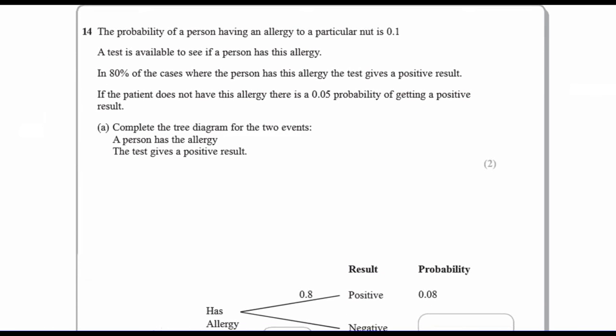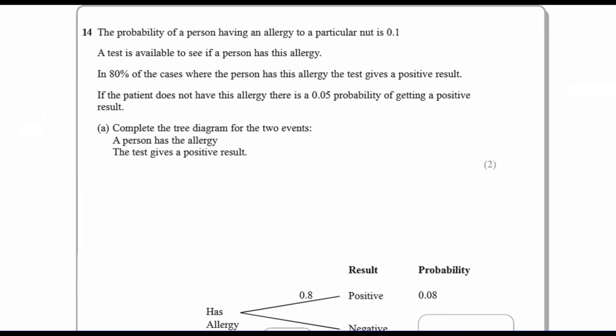Moving on, question 14. I love a good probability question. The probability of a person having an allergy to a particular nut is 0.1. Okay, so probability of an allergy, let's write that in math speak, because mathematicians don't like writing too much down. Probability of allergy equals 0.1. Okay, 1 in 10 people have it.